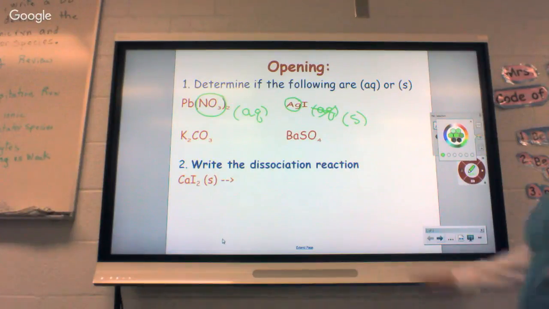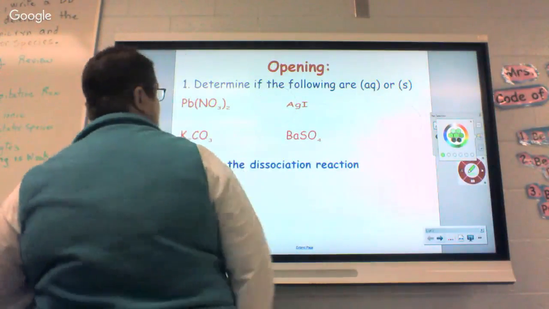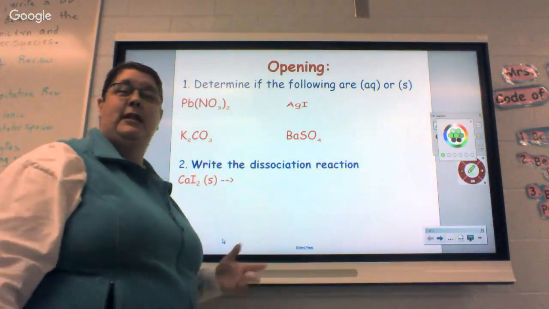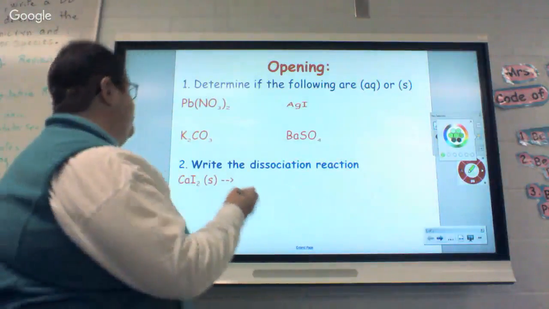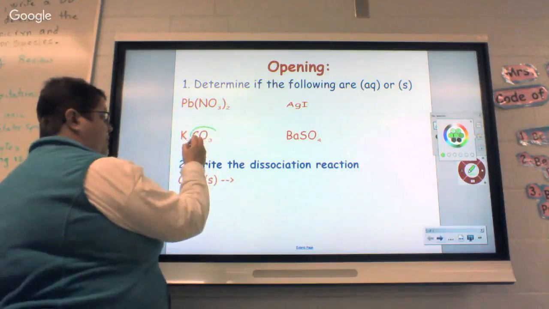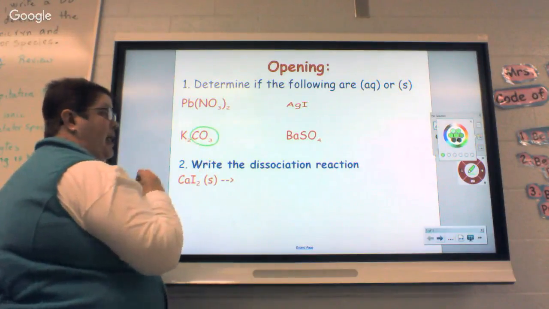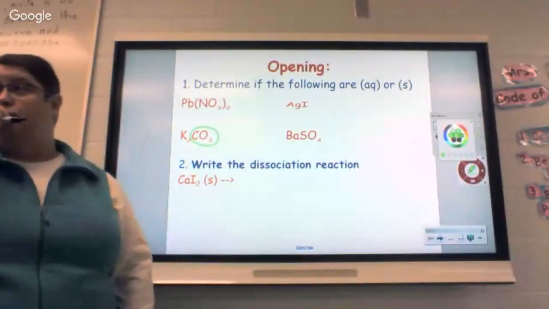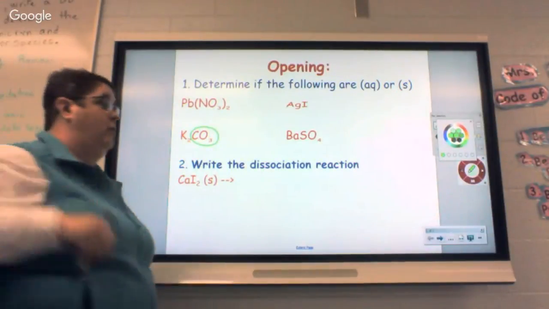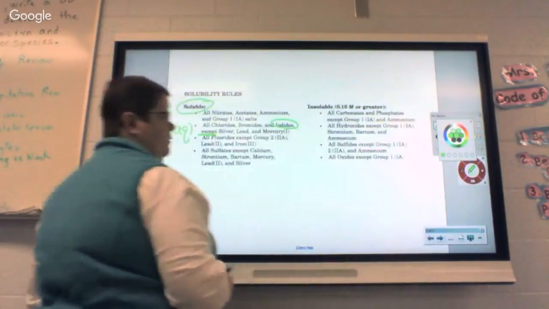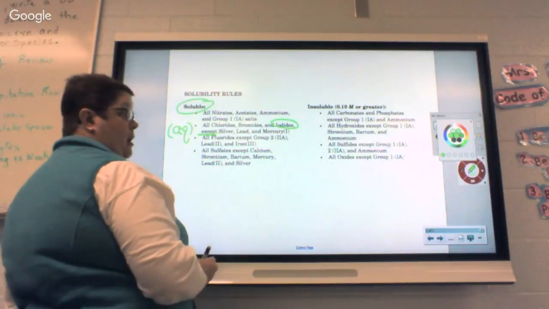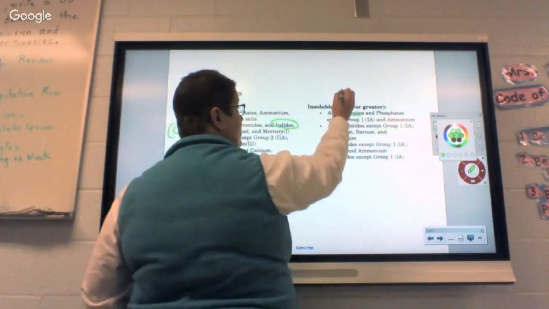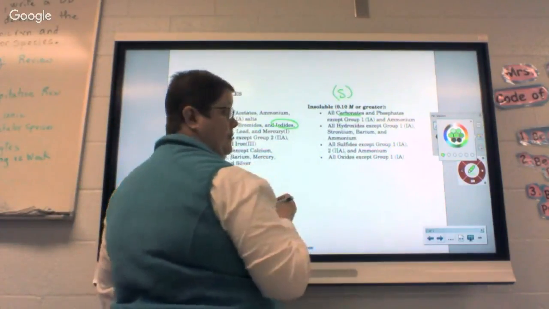So, K2CO3. Emma said she doesn't know how to do this. All right, so look at K2CO3. CO3 is what? How do we figure that out then? What's CO3? It's a carbonate. So what does this say about carbonate? All right, so all carbonates are solid. So you put a solid beside it.